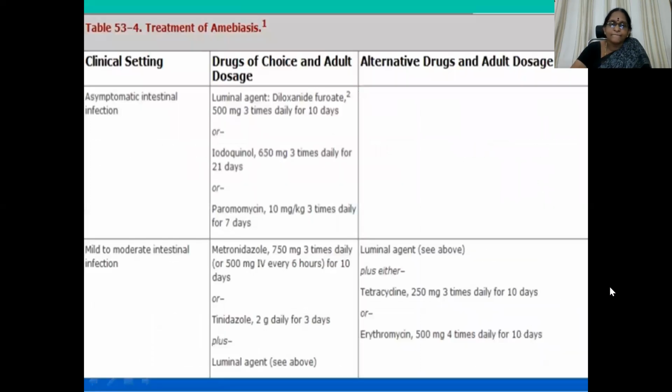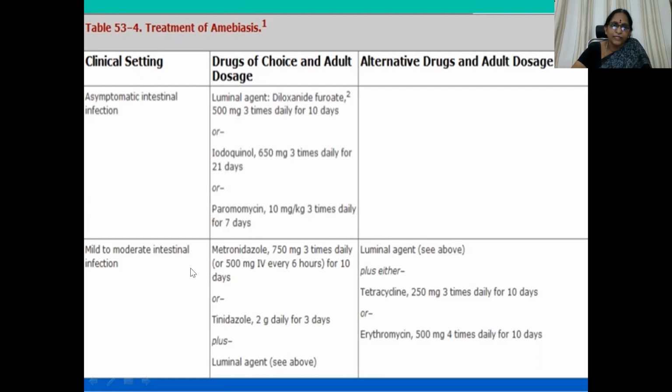Okay. So here you can see asymptomatic intestinal infection along with the dose. There is some slight discrepancy in this slide. I'll just tell you why it is so. Asymptomatic intestinal infection: luminal agent gloxonide furoate 500 mg TID for 10 days, or adoquinol 650 mg TID for 21 days, or paromomycin, another luminal amebicide, 10 mg per kg TID.